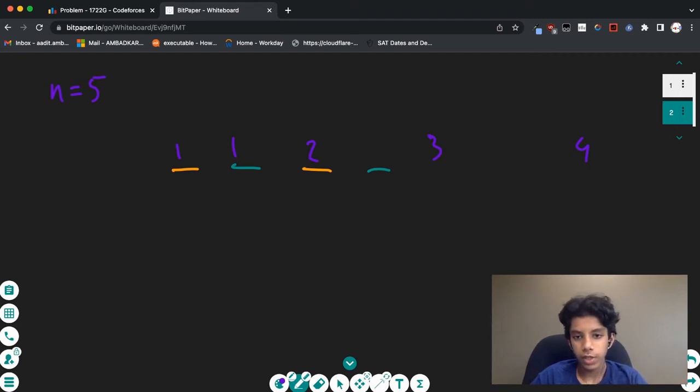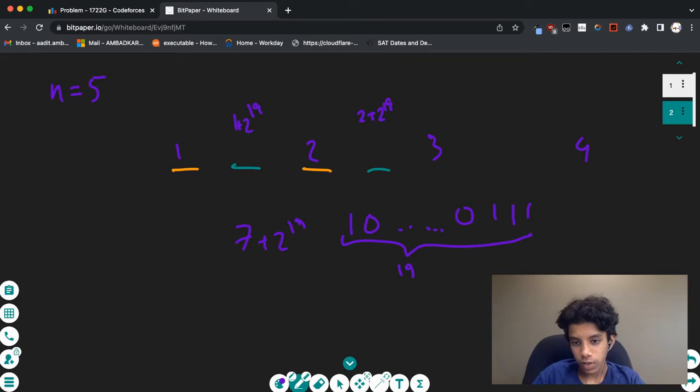So suppose we did this alternating, and then I did 1 plus 2 to the power of, say, in this case, 19. 2 plus 2 to the power of 19. Something like this. And suppose I was considering, I don't know, 7 plus 2 to the power of 19. What would this look like in terms of bits? This would look like 1, 0, dot, dot, dot, dot, dot, 1, 1. And so this right here would be 19 digits long. Sorry, there should be an extra one there. You might be wondering, how do I know it's 19 digits long? Why isn't it more? Or bits long?